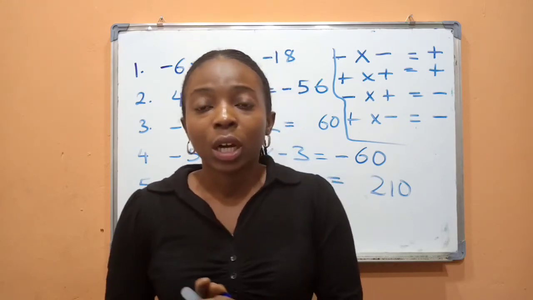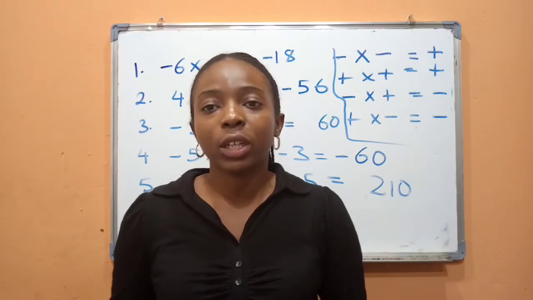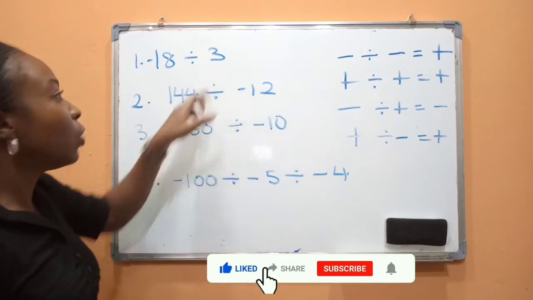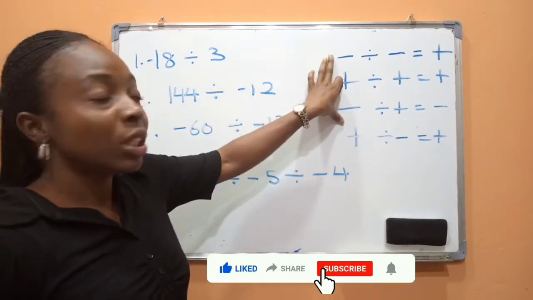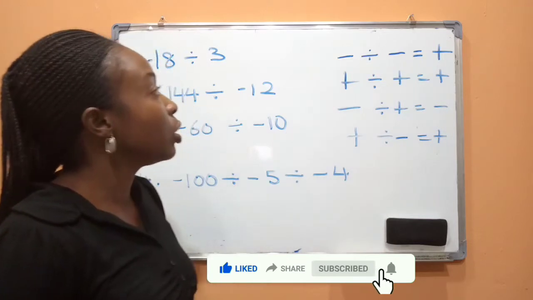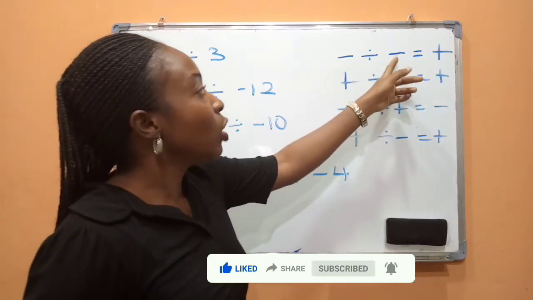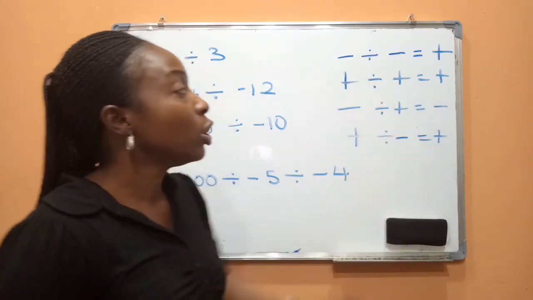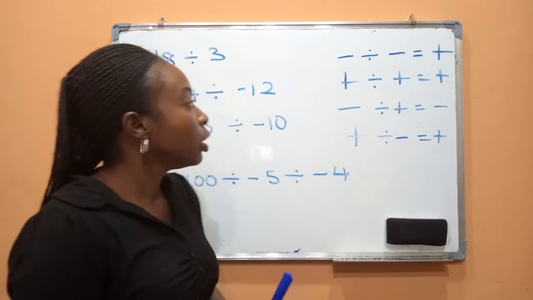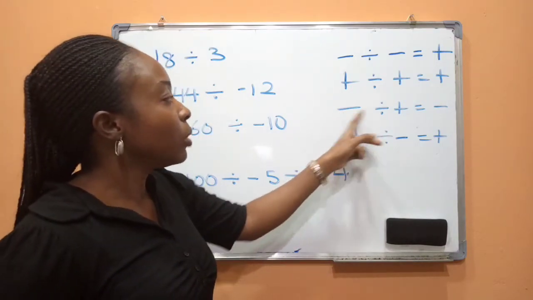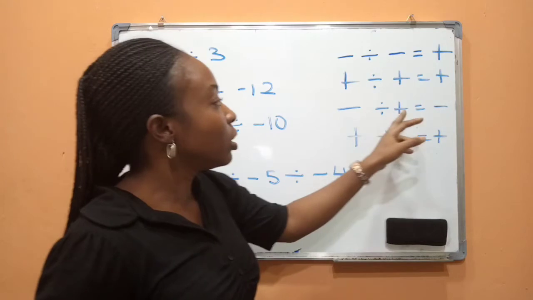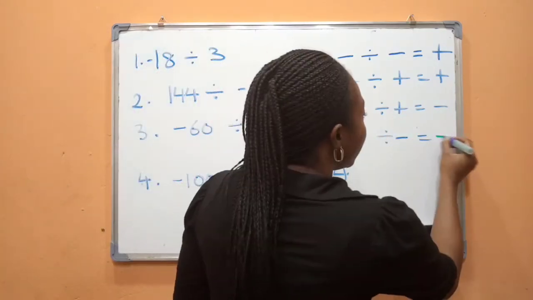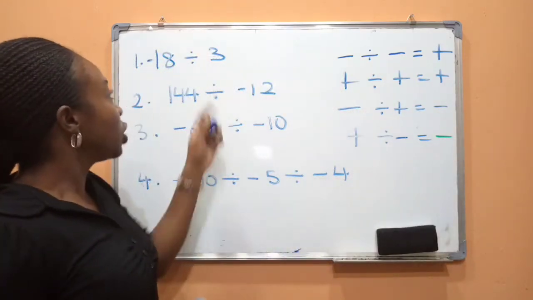So now we are done with how to go about multiplying directed numbers. Let's take a look at how to go about dividing directed numbers. So let's take a look at this. We have minus 18 divided by 3. First of all, let's look at these rules. Just like that of the multiplication, whenever you're dividing numbers having the same symbols, minus minus or plus plus, you're always going to have a positive result. But when you're dividing numbers having different symbols, minus divided by plus or plus divided by minus, you're going to have a negative result.